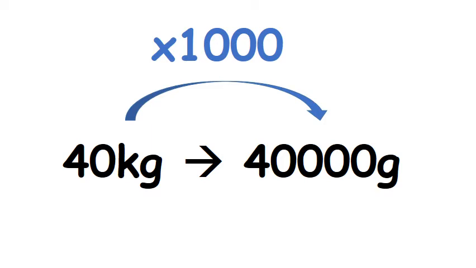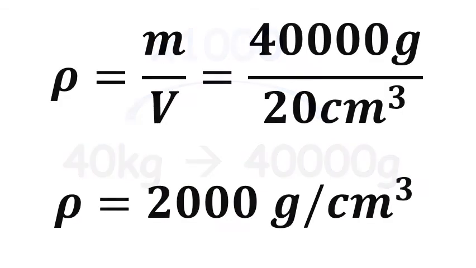But nevertheless, as an example here, we're going to use both. We're going to work it out twice, converting the mass and the volume. First up, we have to convert kilograms to grams. Remember, 1 kilogram is equal to 1000 grams, so I multiply by 1000. That will give me 40,000 grams. Once I have this, I can use the formula density equals mass over volume, 40,000 grams over 20 centimeter cubed, and we get the answer of 2000 grams per centimeter cubed.